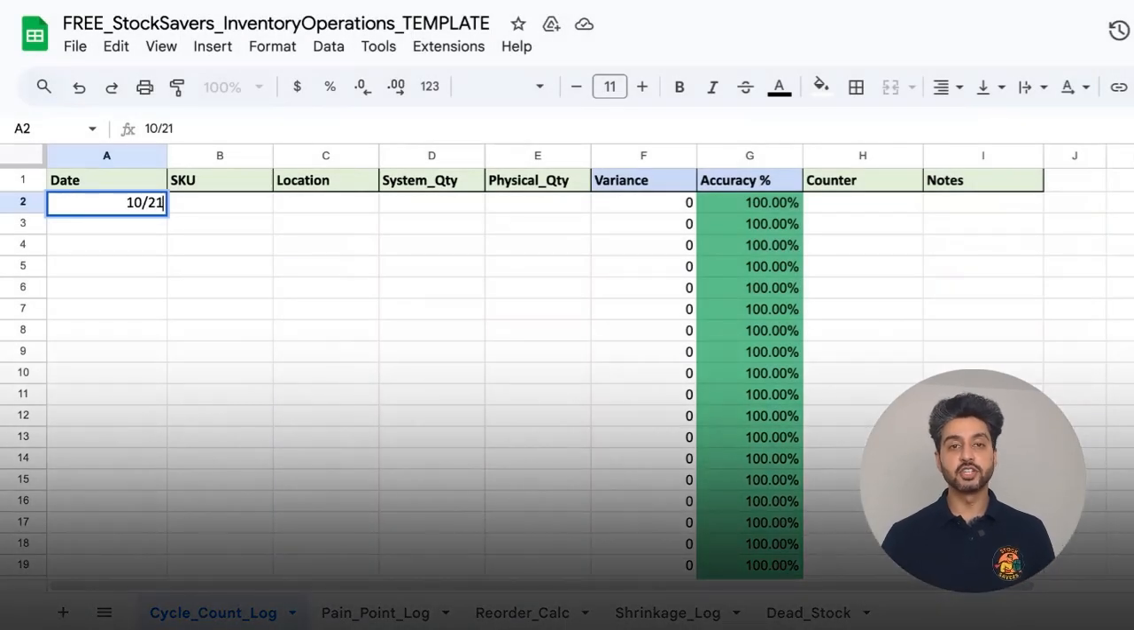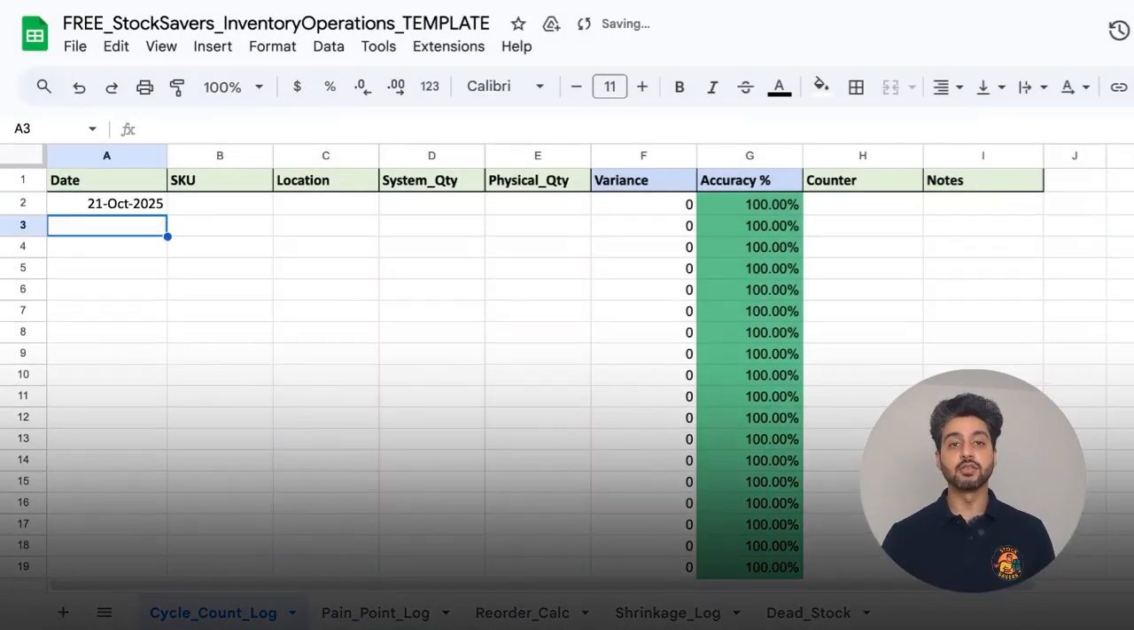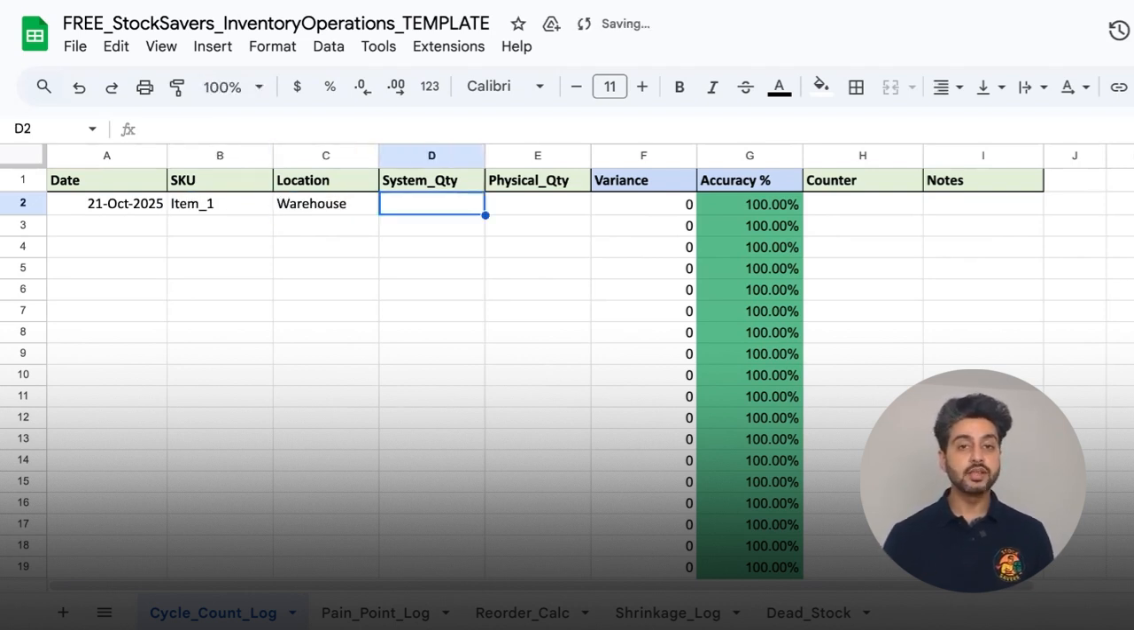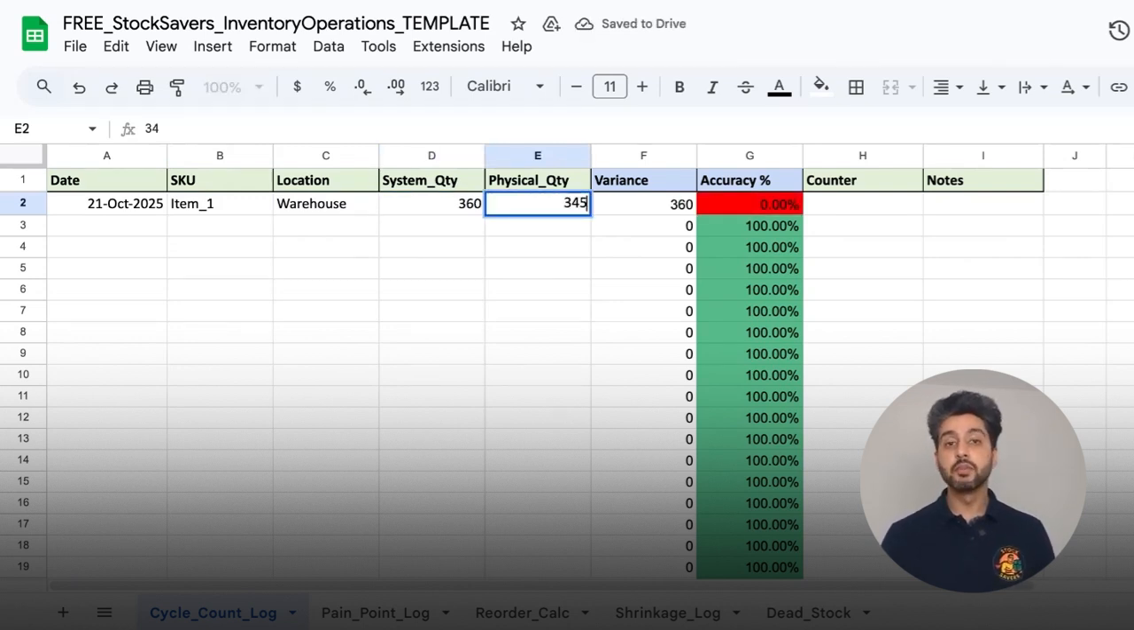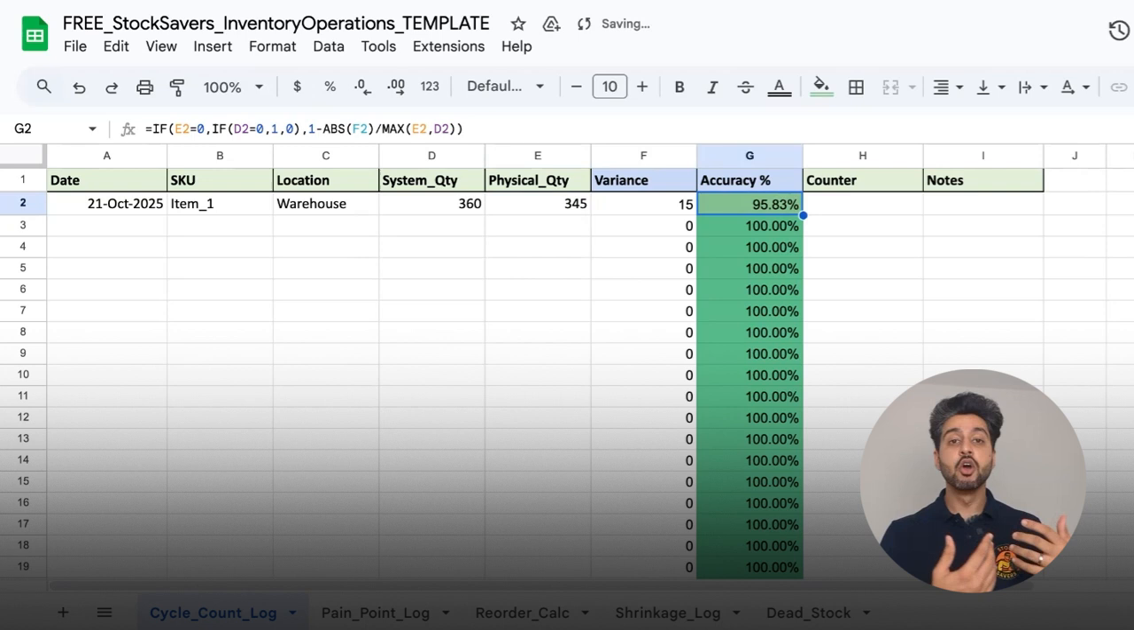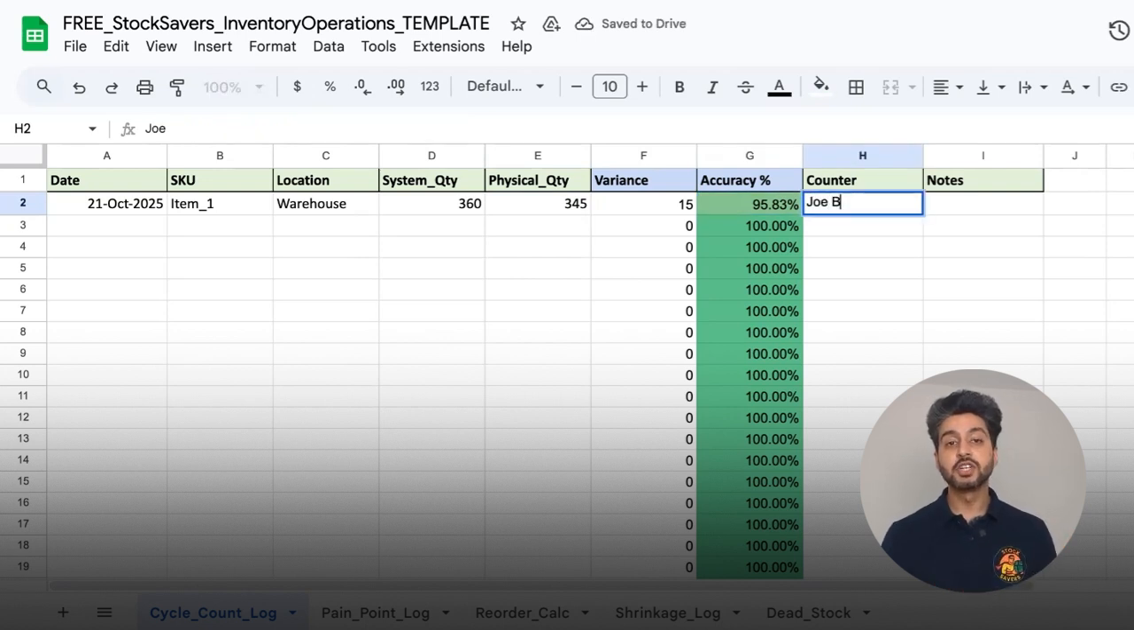Let's start with the first sheet, the cycle count log. This is where you track the accuracy of your stock on hand. Every time you do a stock take, whether that's weekly, monthly, or quarterly, record the date, the SKU, and the location. Then input what your system says versus what you physically counted. The spreadsheet automatically calculates the variance and accuracy percentage, showing you instantly how reliable your inventory data really is.